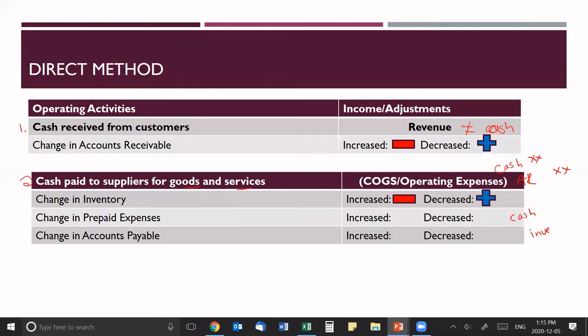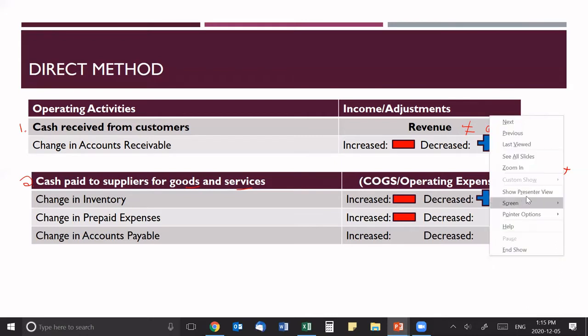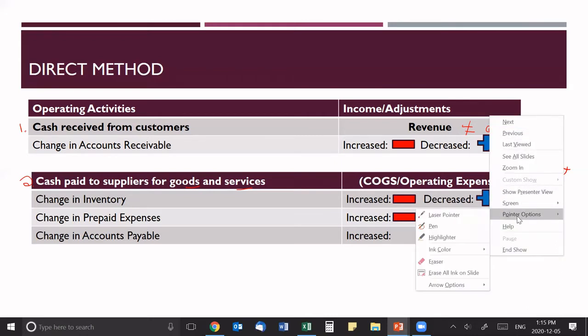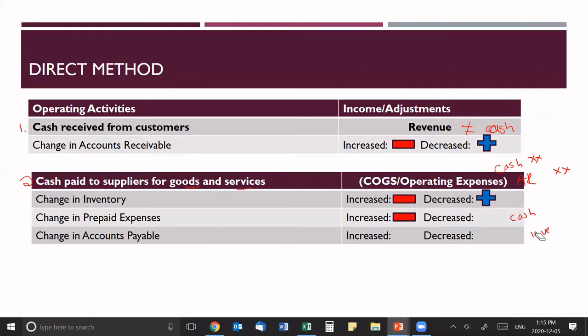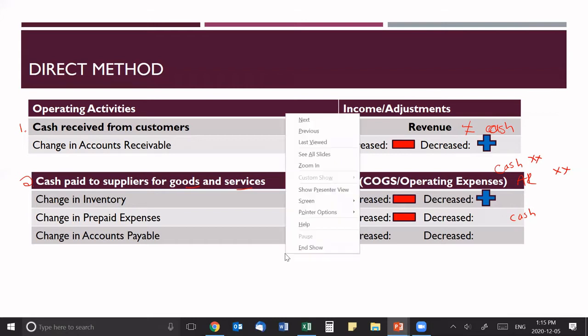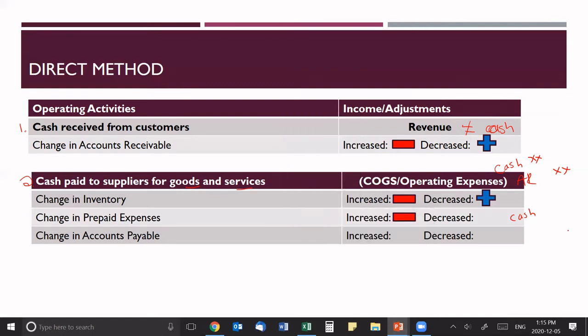Oh, sorry, other way around. Because, let me just erase that. Okay, let's do it the other way. So if you bought inventory, one second. Okay, so if you bought inventory, you would credit cash and debit inventory.